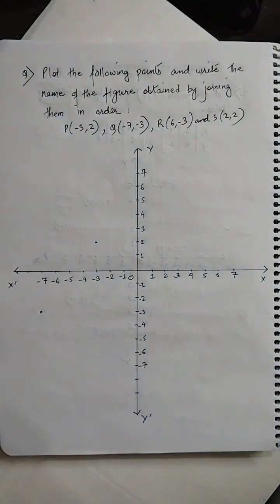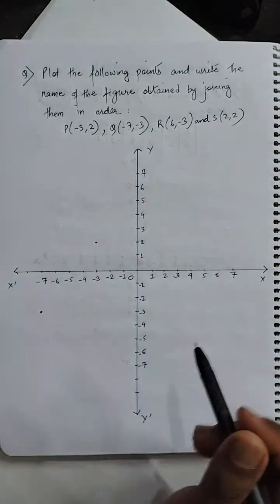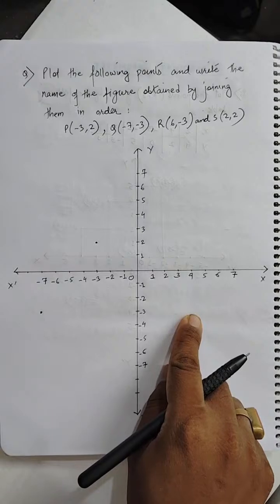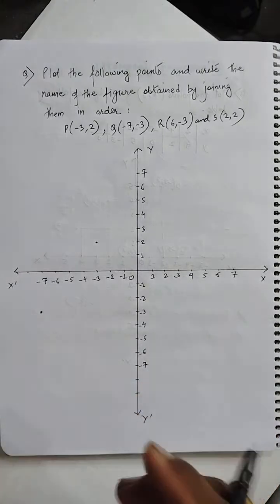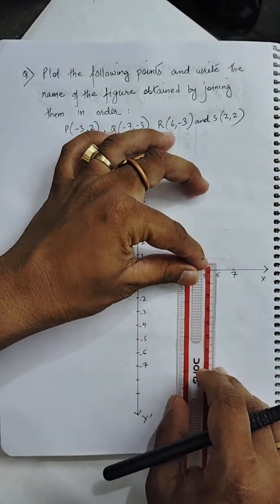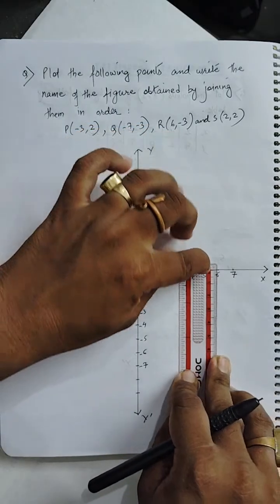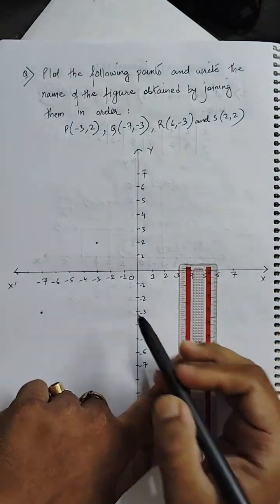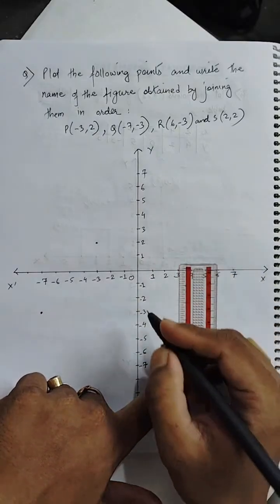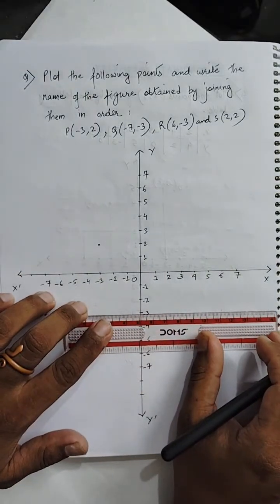Next is point R, where x coordinate is positive and the y coordinate is negative. That means this will lie on the fourth quadrant. Okay. I hope this is parallel. Yes, this looks parallel. Okay. So this line has to align parallel with the y-axis. So this is 6 and this is minus 3. So we'll take 3 centimeter. Okay, this looks good.